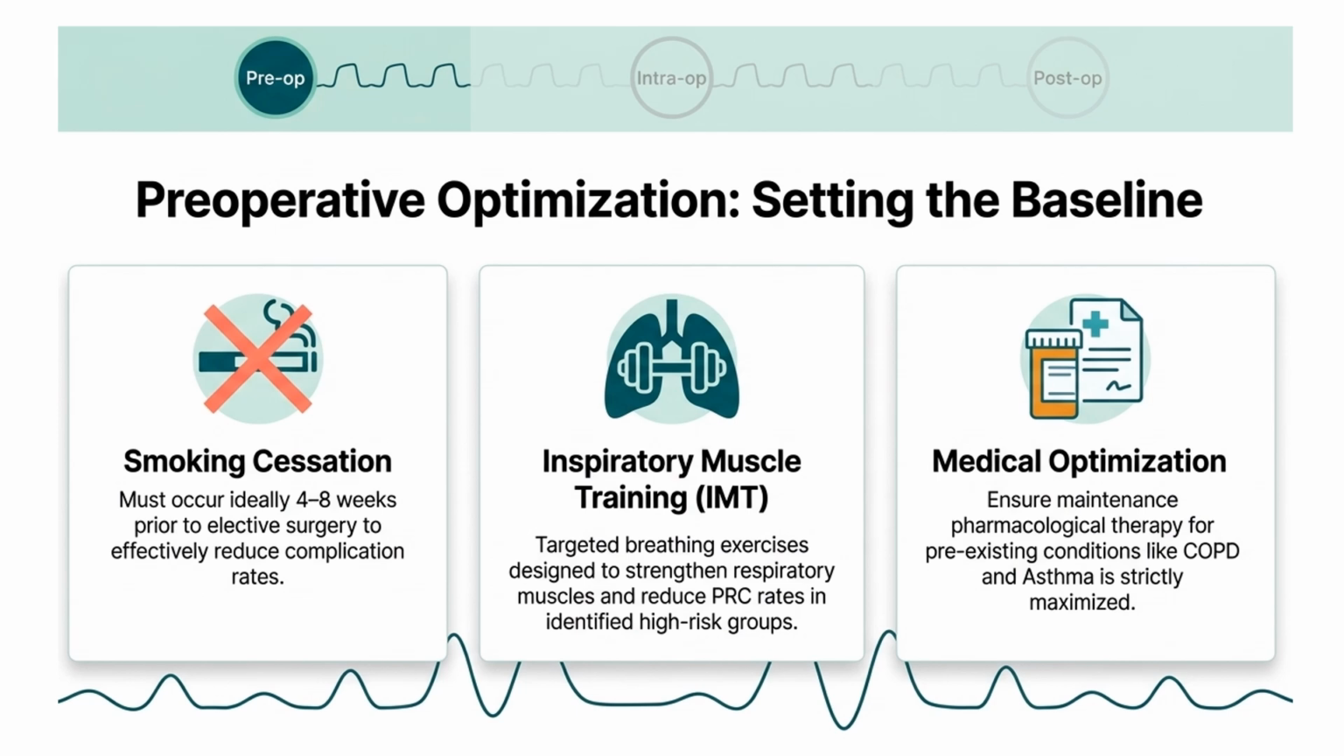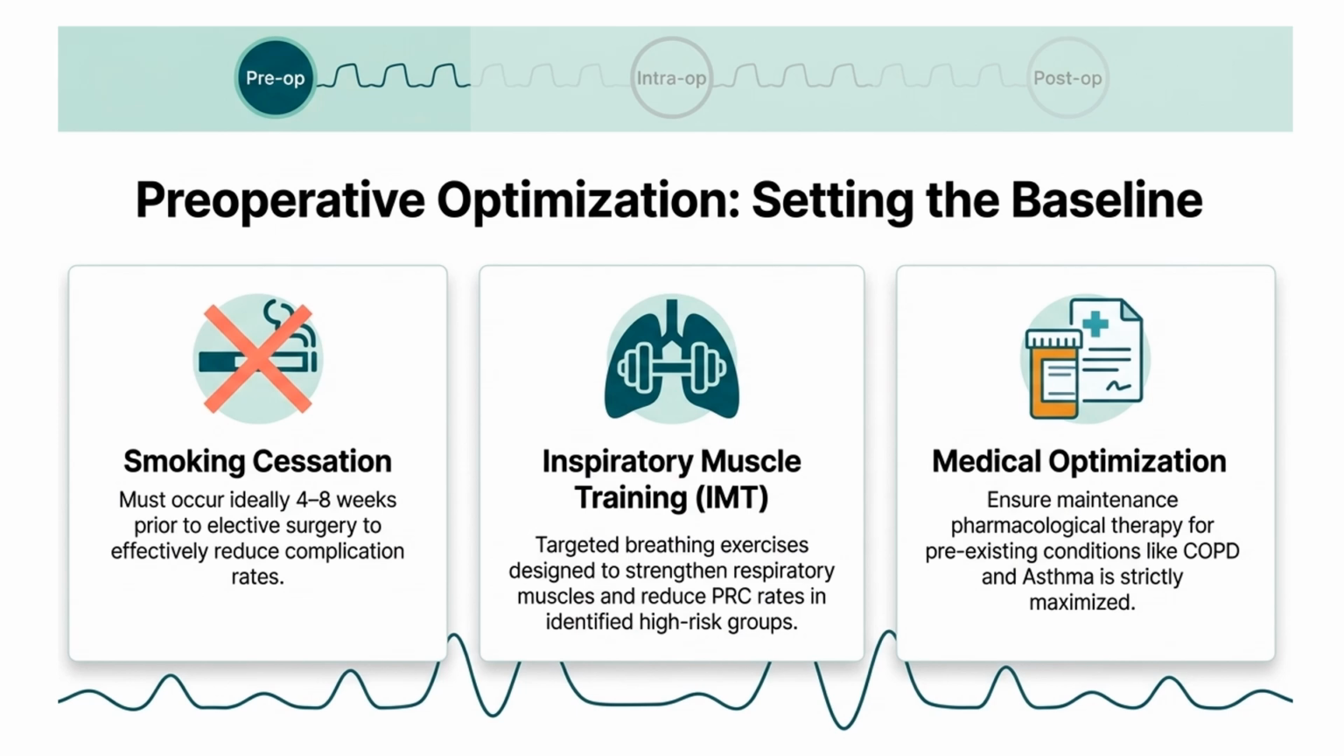So patients must withdraw from smoking 4 to 8 weeks prior to elective surgery. That will effectively reduce post-operative complications. And inspiratory muscle strengthening exercises, targeted breathing exercises designed to strengthen respiratory muscles, reduce post-operative respiratory complication rates in some risk groups. And also medical optimization is very important.